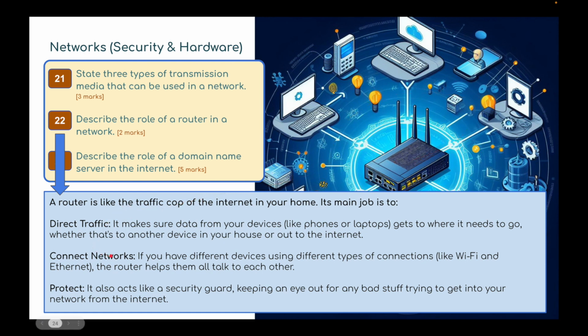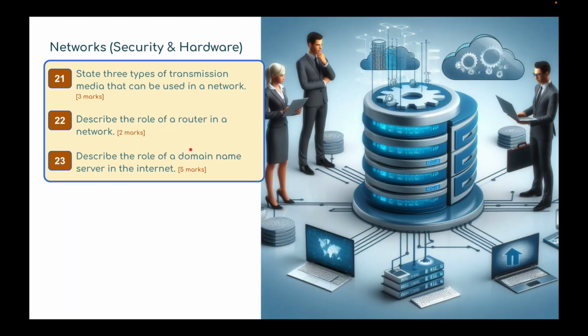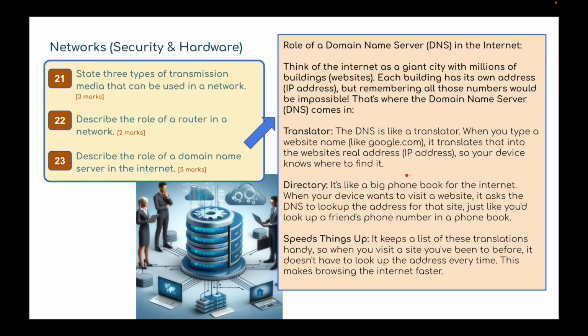It connects networks. If you have different devices using different types of connections, like Wi-Fi and Ethernet, the router helps them all talk to each other. It also acts as a security guard, keeping an eye out for bad stuff trying to get into your network, into your home from the internet. Okay, so yeah, that's what a router does. Then finally, describe the role of a domain name server in the internet. Okay, here they are, all looking at a domain name server where all the domain names are kept. But what is it? For 5 marks.